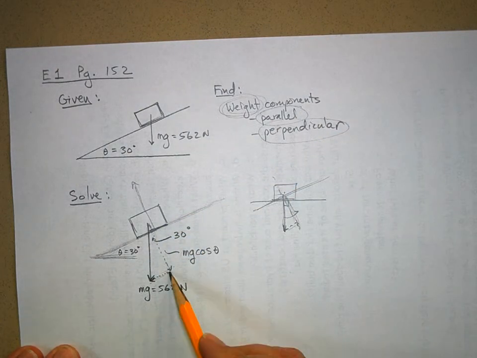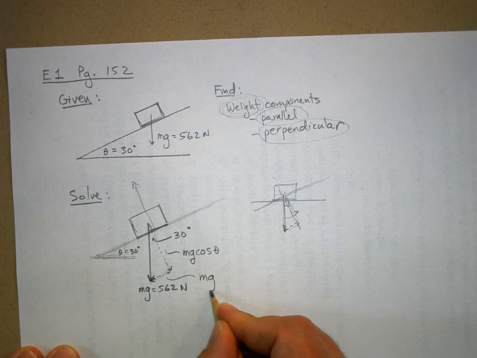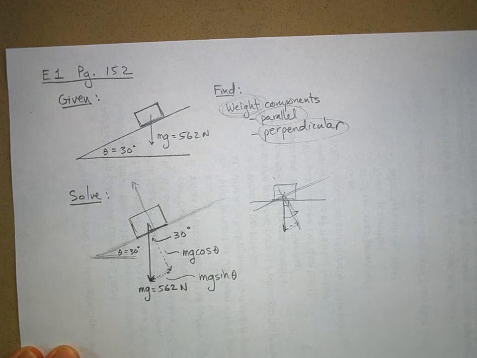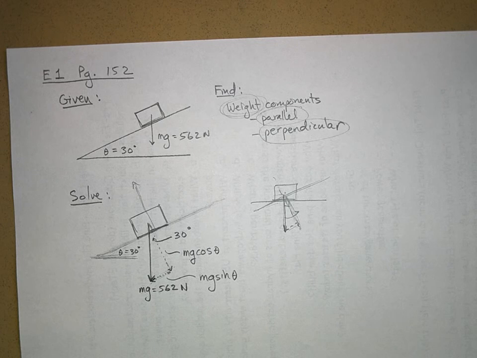Well, what would this be then? This is the opposite leg. So that component is mg sine theta. Look at that carefully. Do you have any questions on that? Does that make sense?